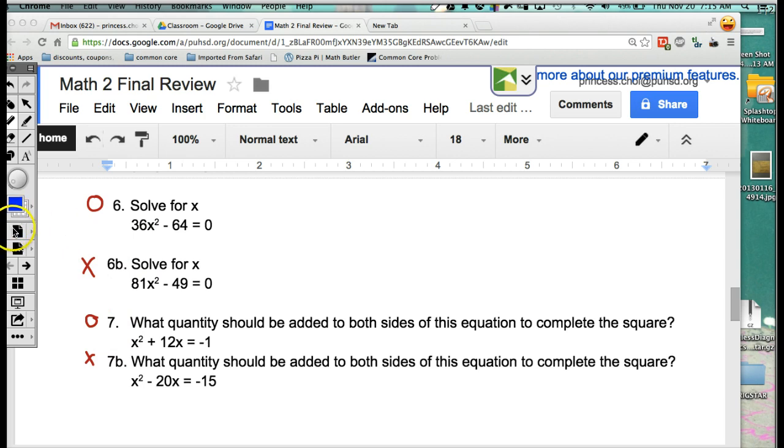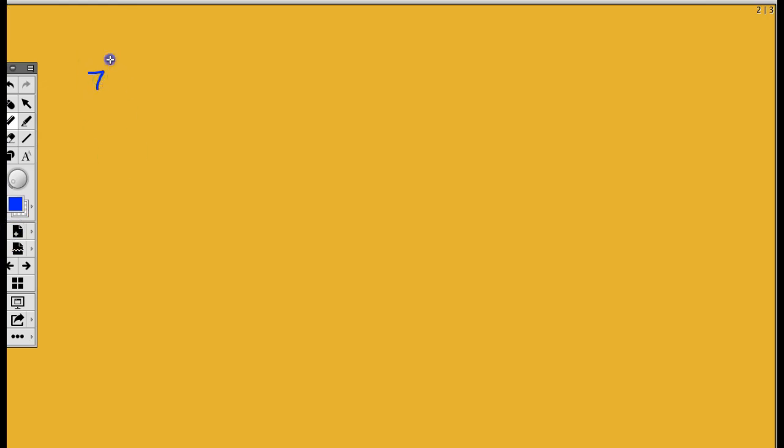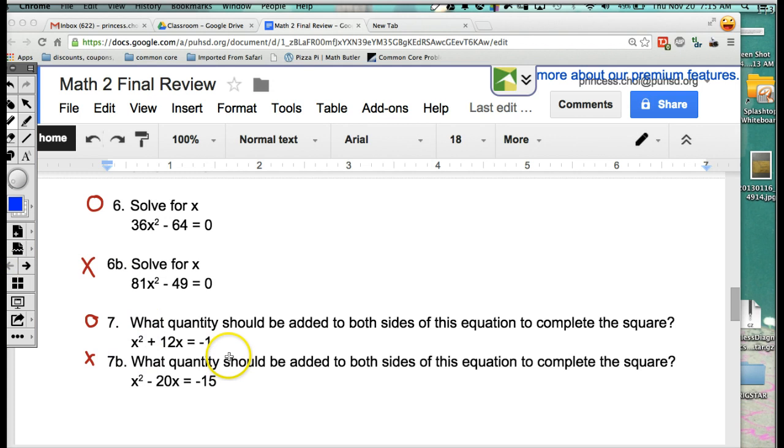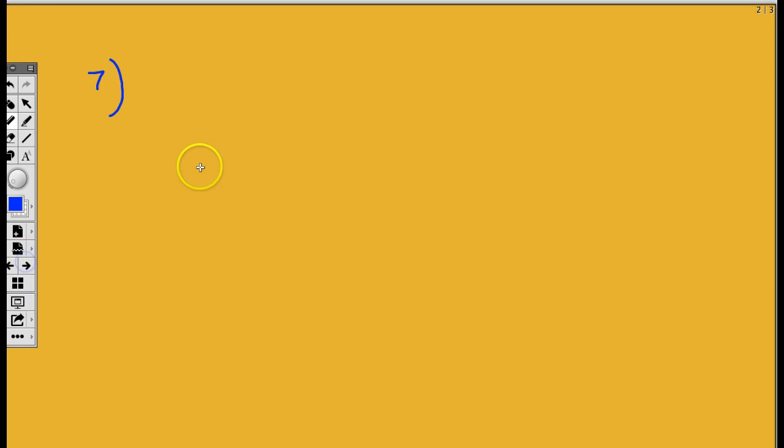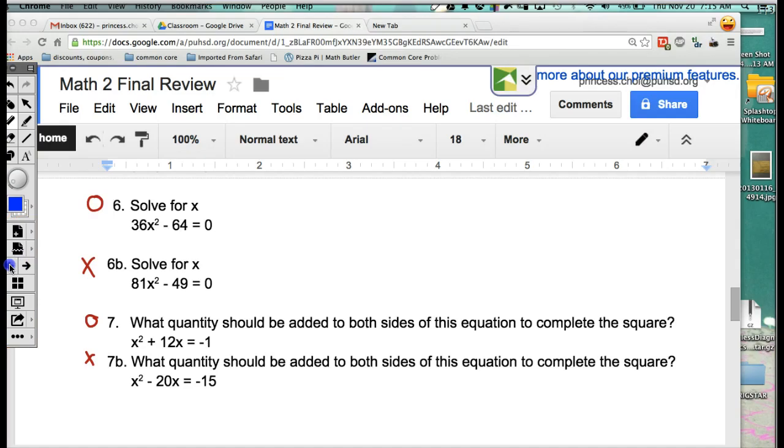So let's go to a new page. Number 7, I'm not going to write down the English because you should have copied from right here, right? Okay, let me just write the numbers down. x squared plus 12x, and that equals, let's see, -1.